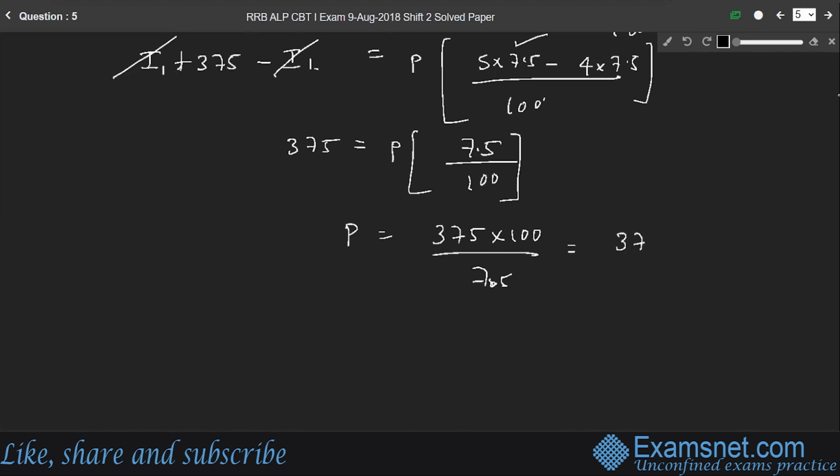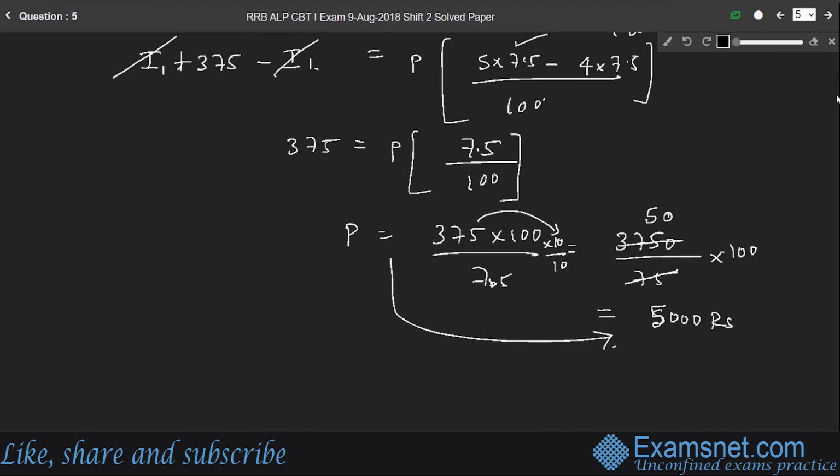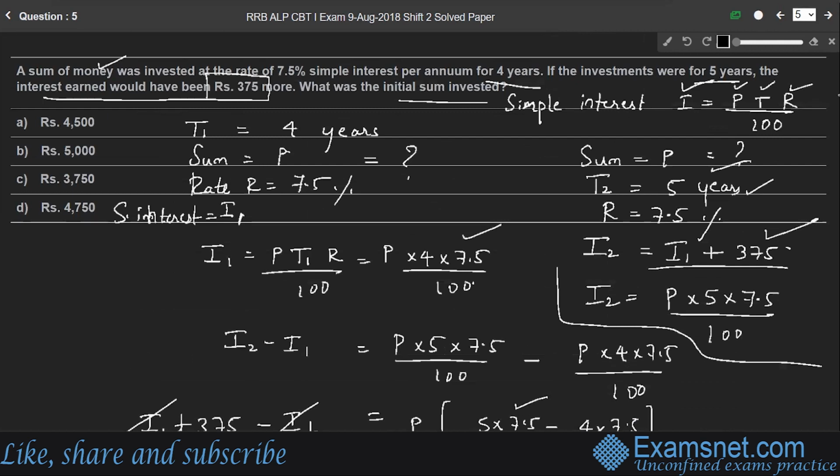Multiplying and dividing by 10, 375 into 10 becomes 3750 and 7.5 into 10 becomes 75. So into 100, 75 into 5 is 375 and a 0, therefore 50 into 100 is 5,000 rupees. Therefore, the principal, or the sum invested, is 5,000 rupees, right? Therefore, option B is the right answer.